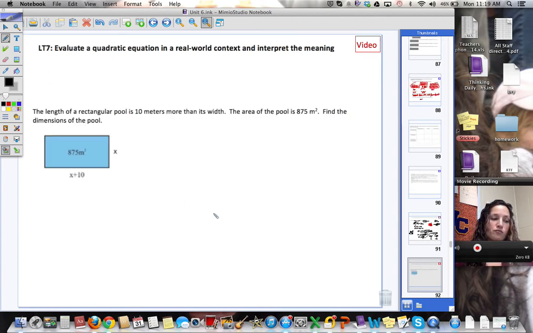All right, the length of a rectangular pool is 10 meters more than its width. So if the width is x, the length is x plus 10. The area is 875 square meters. Find the dimensions of the pool. Again, for area I multiply, so I'm going to have x times x plus 10, and that's going to equal 875.